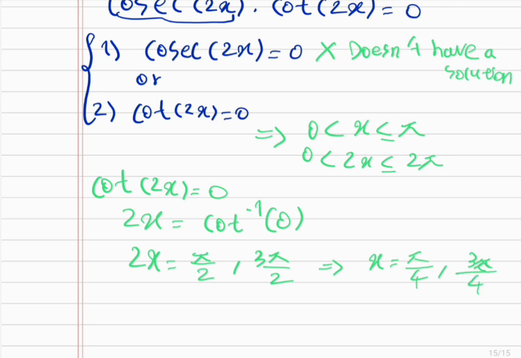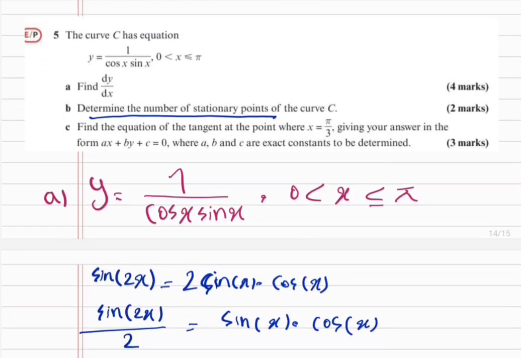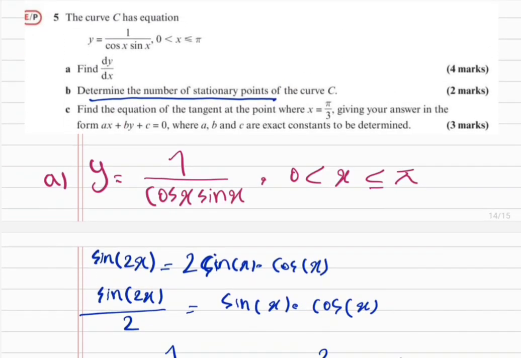Also, as I said, we didn't need to explicitly solve the equation, but I guess that's probably the most straightforward way in this case to say how many solutions we have. So yeah, basically we have 2 solutions, so that means we have 2 stationary points for the curve C.